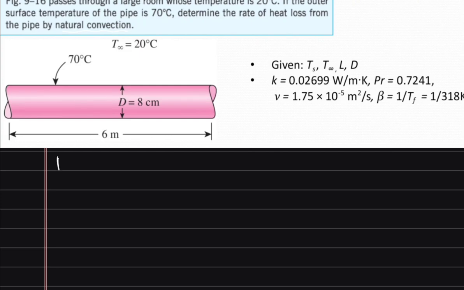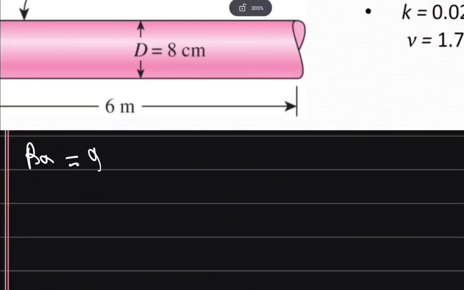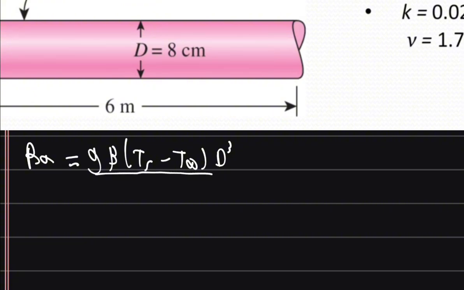So the Rayleigh number is just another number that we care about. It talks about natural convection, and that's why we care about it in the natural convection context. So the formula for this is g times beta times Ts minus T infinity times the diameter cubed, divided by nu squared, times the Prandtl number.